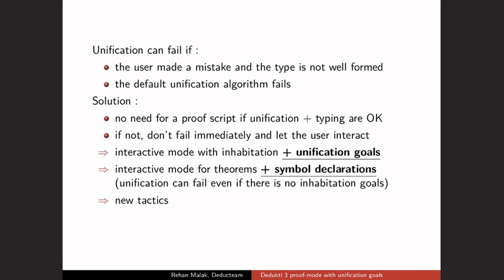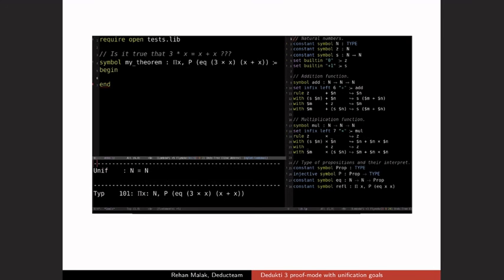And because unification can fail, even if there is nothing special to prove, this proof mode has to be accessible for symbol declarations and not only theorems. So even better, at some point, the user should be able to interactively tune the unification algorithm. So really, the tactics should be pieces of the unification algorithm. For now, we have recently added these unification goals.